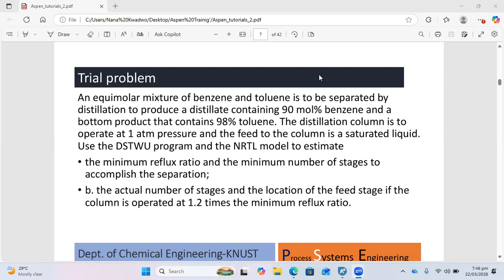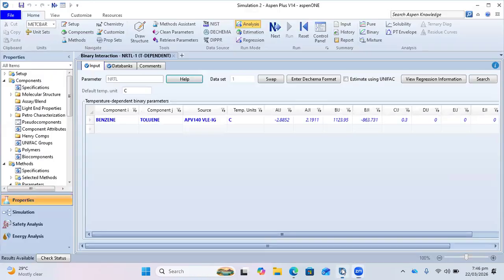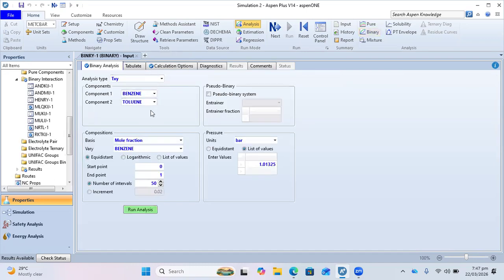So we need to check to make sure we don't have any azeotropes. And we know how to go about this. We are dealing with a binary system. So we can come to our analysis tab like we did before when performing analysis on different systems. We'll click on binary. We can generate a TXY diagram.